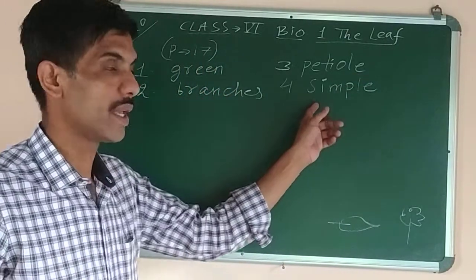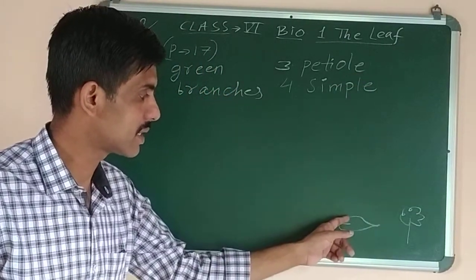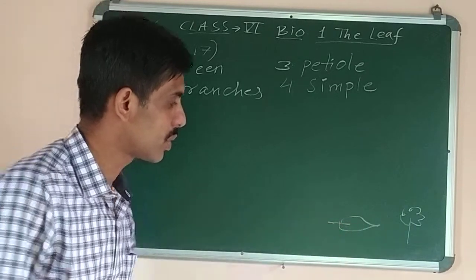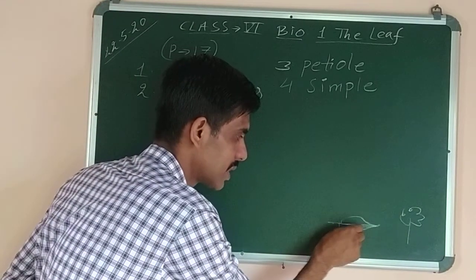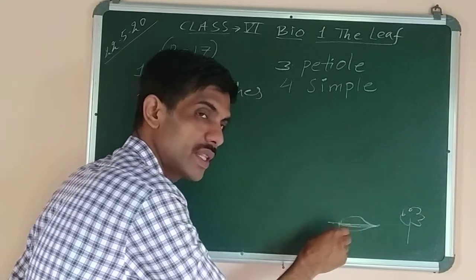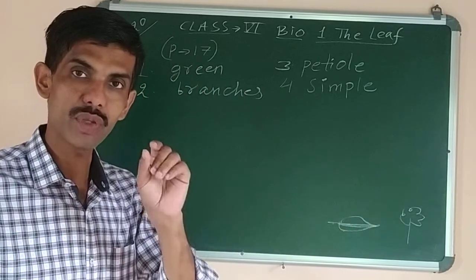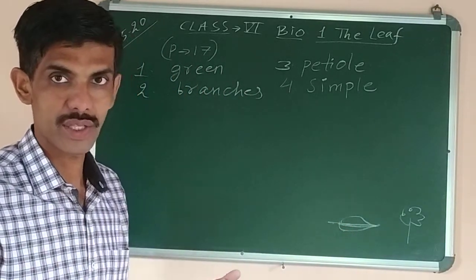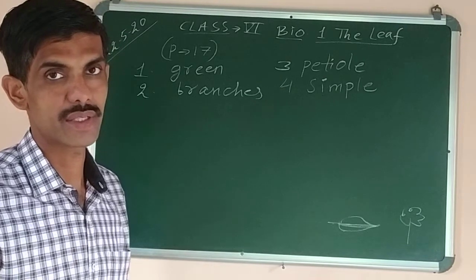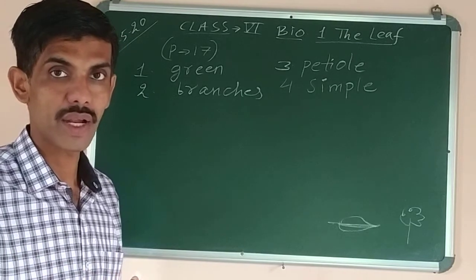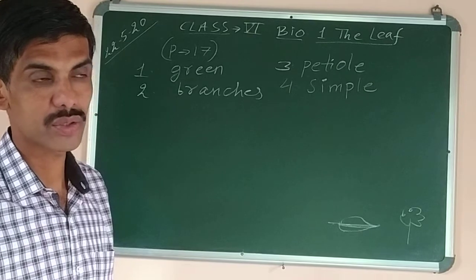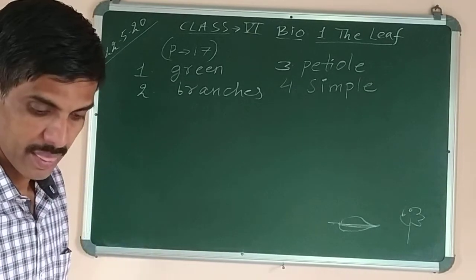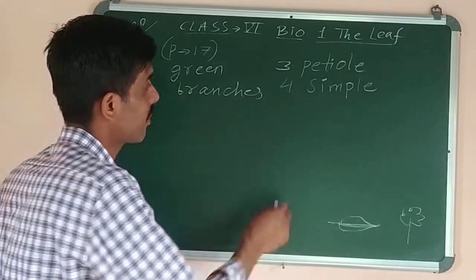A type of leaf in which the incision, meaning the cutting of the leaf, does not reach up to the midrib. This is the midrib. If the cuttings reach there and divide the leaf into smaller leaflets, then it is called a compound leaf, like the one found in the neem plant. The rose plant also has compound leaves. Okay. Then the next question is the last one, number 5.